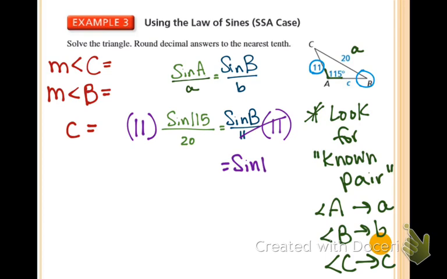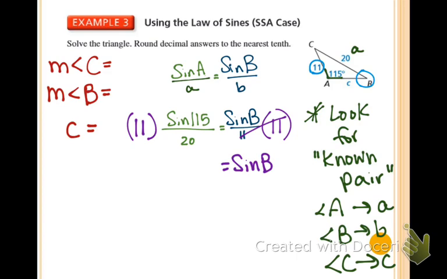So in your calculator, you're going to end up multiplying all of the left side together. So 11 times sine of 115 over 20. You want to make it look exactly like it is on the screen. Yep, just like that. And leave it. You should get a pretty crazy decimal. 0.4. Yep, don't do anything with it yet. I'm going to write it down.